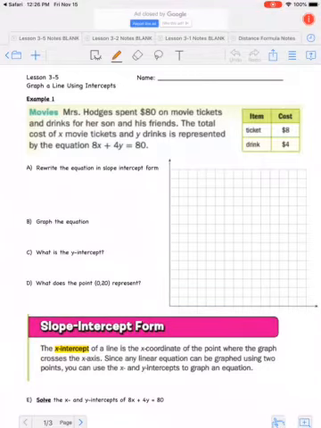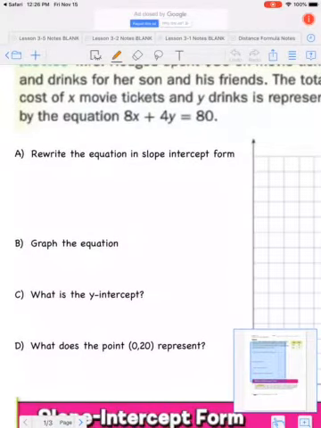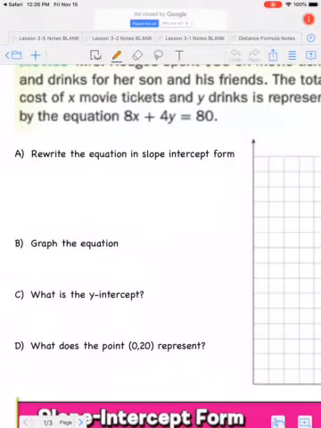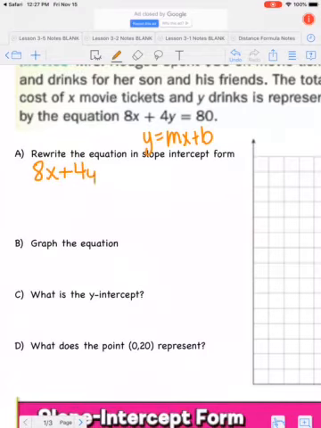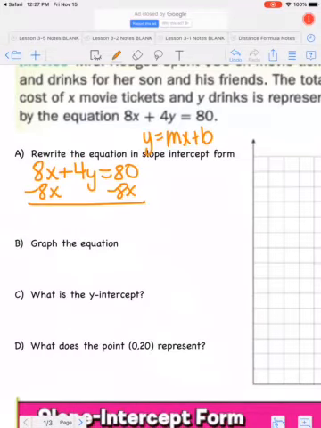So the first step, it says, is to rewrite the equation in slope-intercept form. We know that slope-intercept form is y = mx + b. So we have our equation of 8x + 4y = 80, and we have to put it into y = mx + b form. So we're going to subtract our 8x from both sides, and we get 4y is equal to -8x + 80.